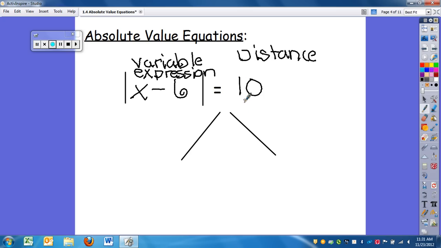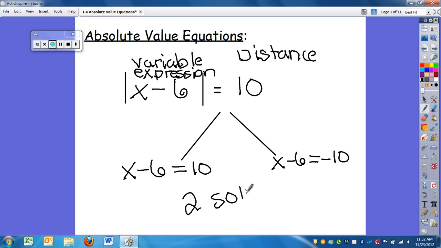From here, since absolute value can equal the positive and negative distance, remember the number line, negative 5 and 5, you're going to split your equation into two separate equations. You're going to have the variable expression inside equal the positive, and then you're going to have the variable expression equal the negative, since absolute value will equal positive and negative. And then you solve each separately, so when you're done you will have two solutions. There are some special cases which we will examine, but most of the time you should have two solutions, when you equal the positive and when you equal the negative.